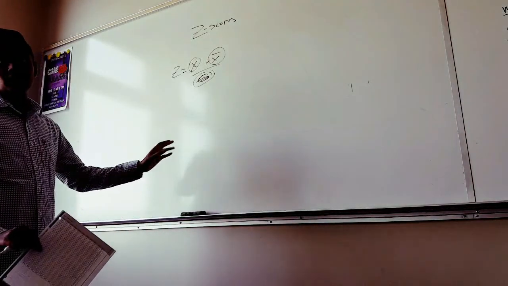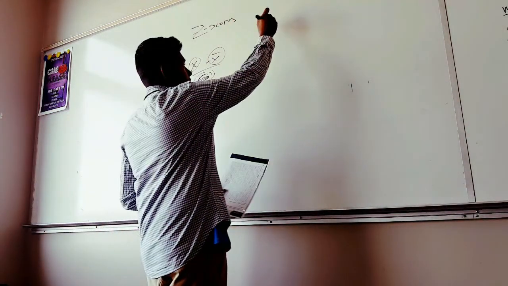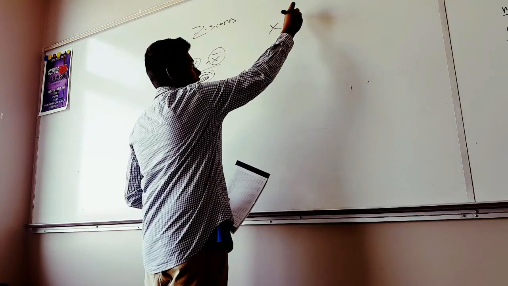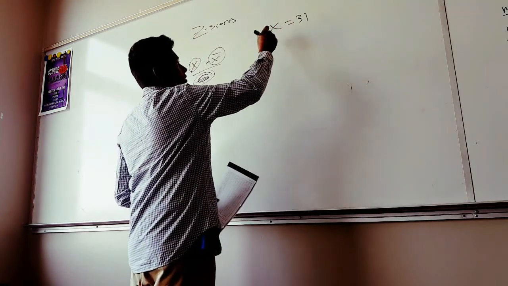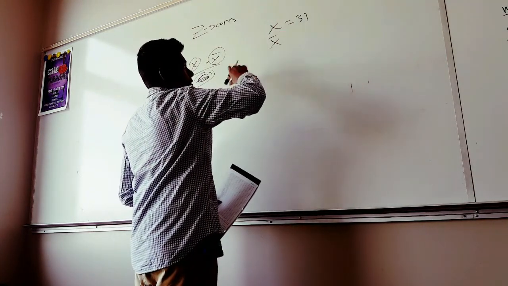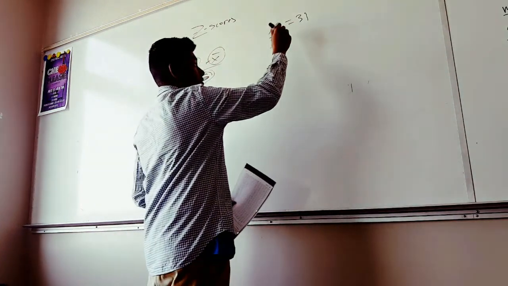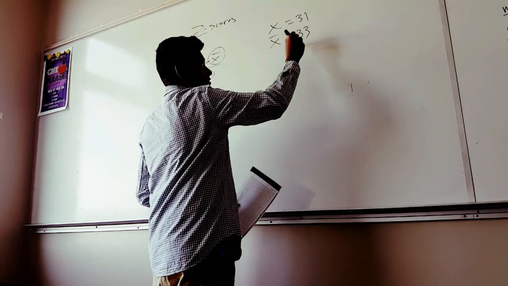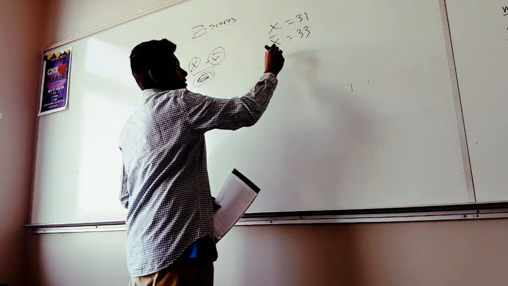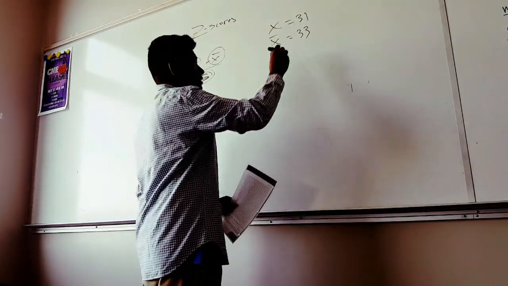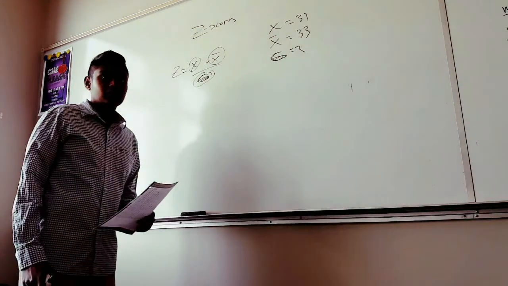It's not hard, okay? I'm going to give you a few numbers and we're going to work on this. X equals 31. This is your mean. Your mean is going to equal, we'll give you a few random numbers, 33, and then the standard deviation. We'll just go with 2, okay?